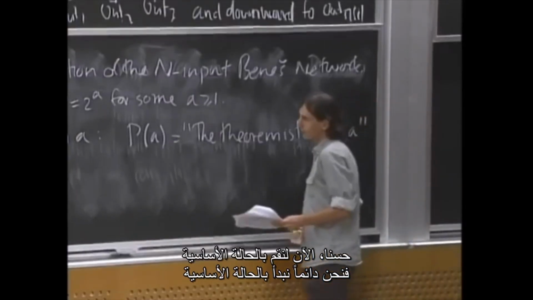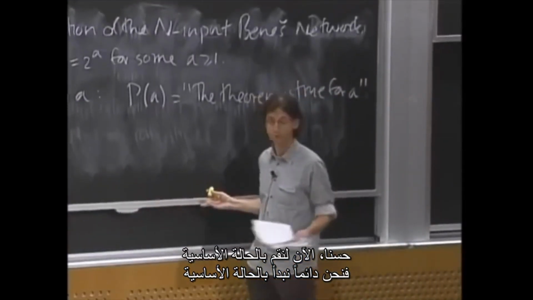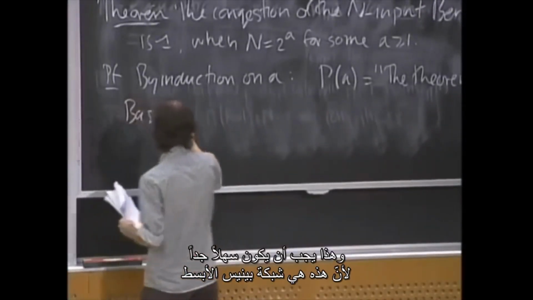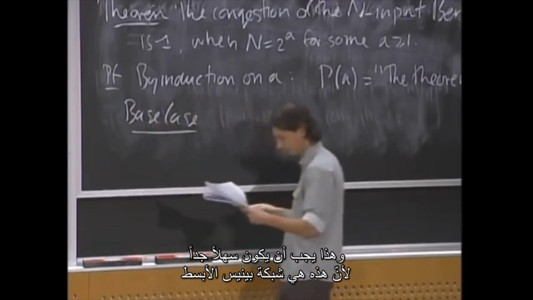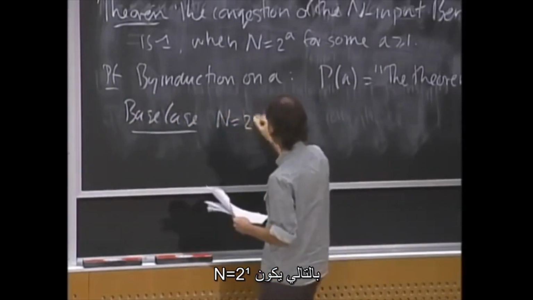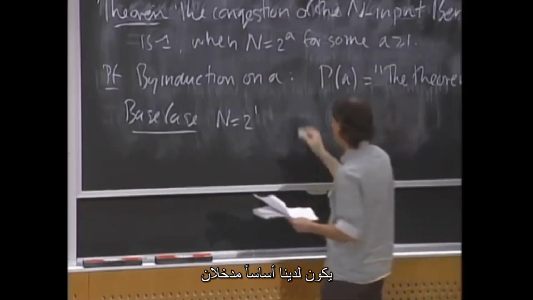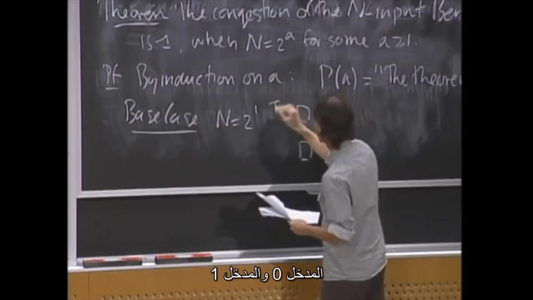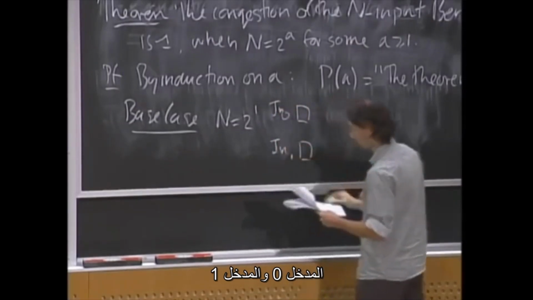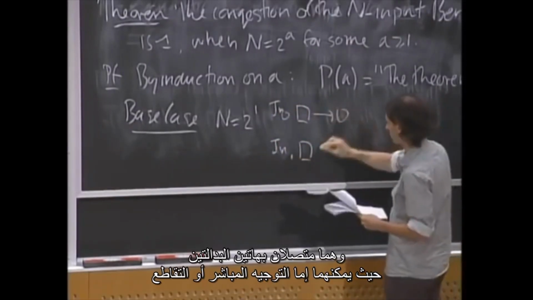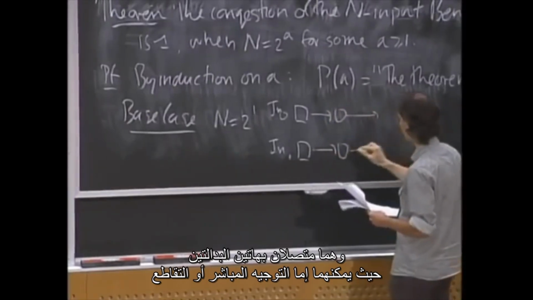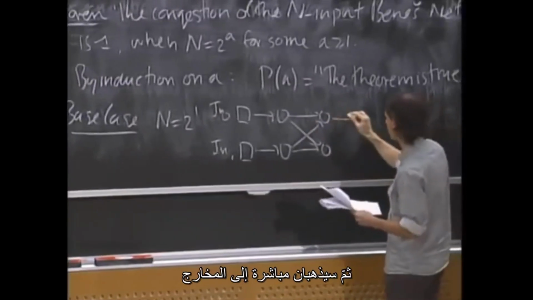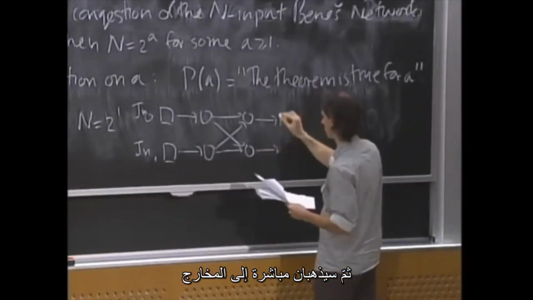Okay. Now let us do the base case. We always start with the base case, and that should be pretty easy because this is the most basic Benes network. So n equals 2 to the power 1. We essentially have two inputs, an input 0 and an input 1. They are connected to these switches over here that can either forward them or cross them over, and then they go directly to the output.